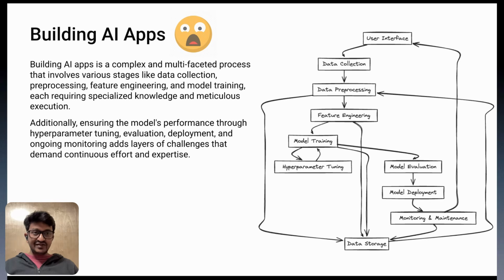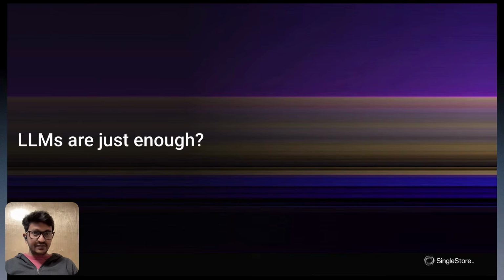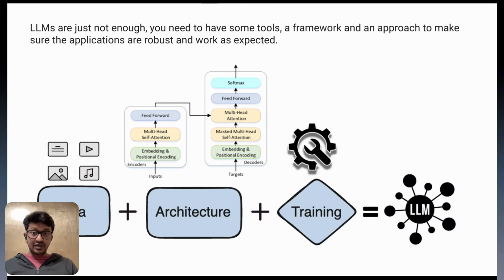And everything is kind of segregated. You need to connect everything to build a proper AI application, which is, as you can see, a very daunting task. It's very scary. So that is why we needed a proper framework. But you might say, hey Pawan, we have LLMs. Are LLMs just enough to build proper AI applications? Exactly not. LLMs are not just enough because you need some tools, a proper framework to help you build AI applications that are robust and work as expected.